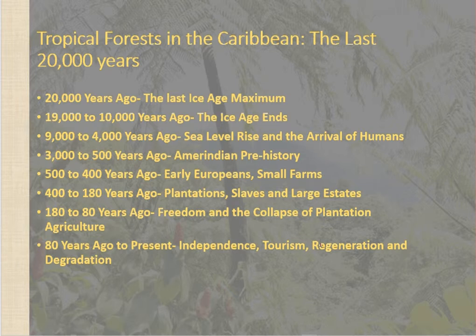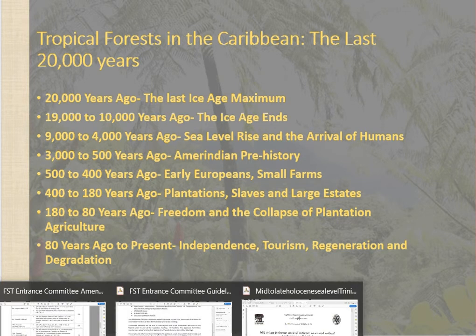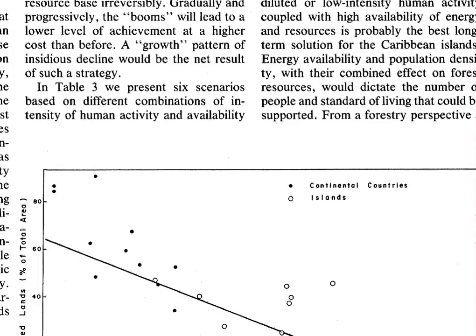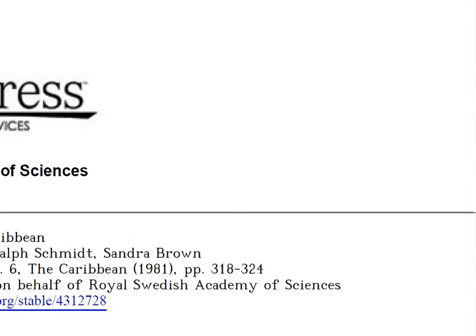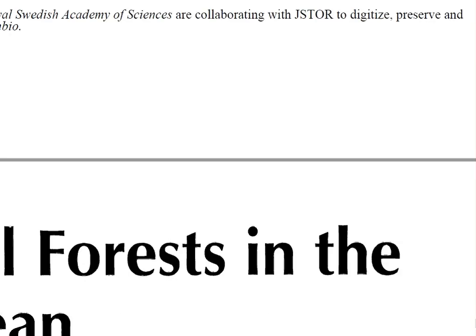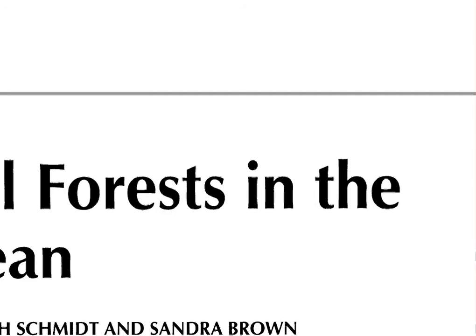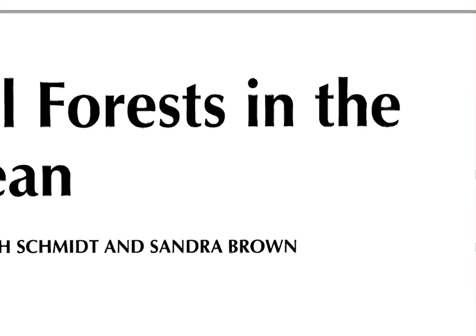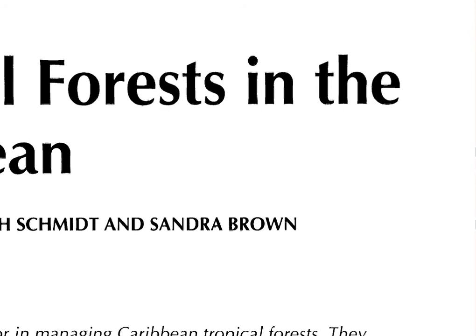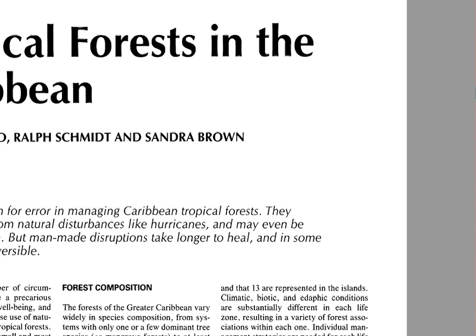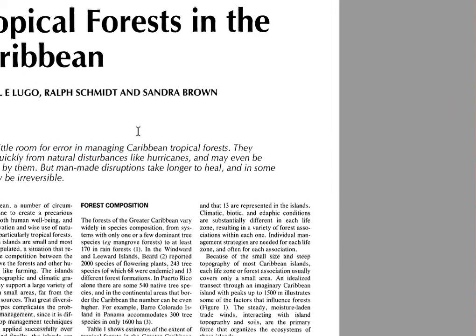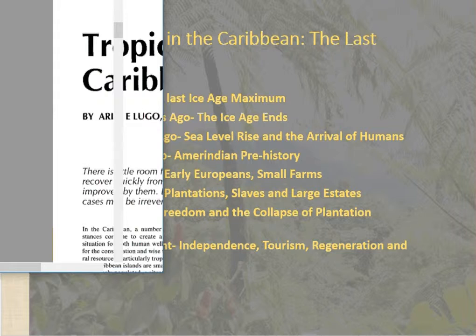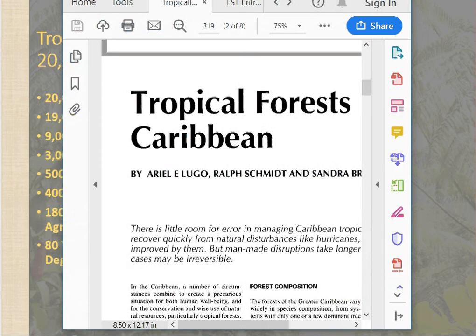Okay, for this one, I'm going to be referring quite a lot to a paper. If I can pull it up. Yep, Tropical Forests in the Caribbean. You probably can't see that title. Let me take it up to the title. Alright, there's part of it. Let me shrink it down so you can see it. I'll put this paper up in my learning so you'll be able to see that.